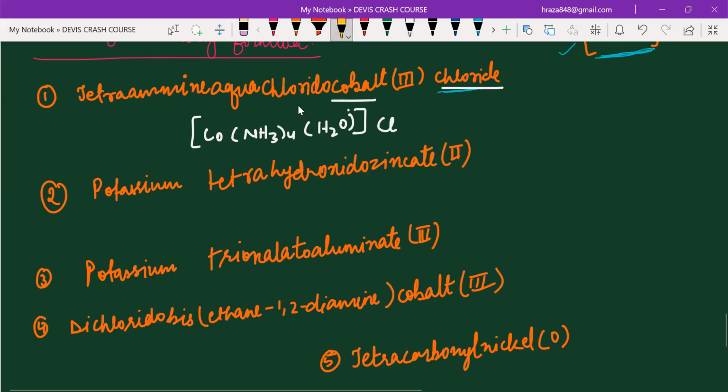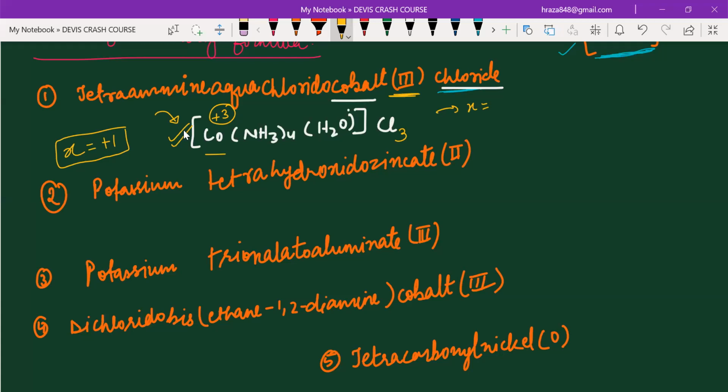Yes or no? So if you just write one chlorine and then calculate the oxidation state, you will get only +1, right? According to this formula. But there is 3, right? Yeah, so I'm going to write 3 here. Then x is equal to +3. That means it will be in +3 oxidation state. And this is your correct formula. And this counter ion is basically to balance the charge.